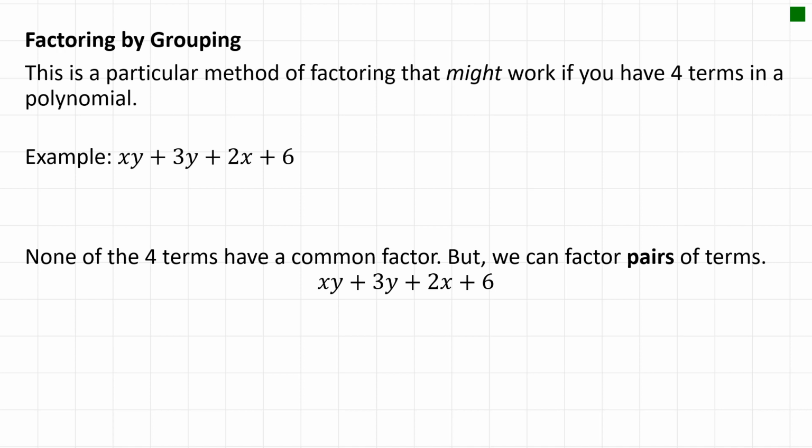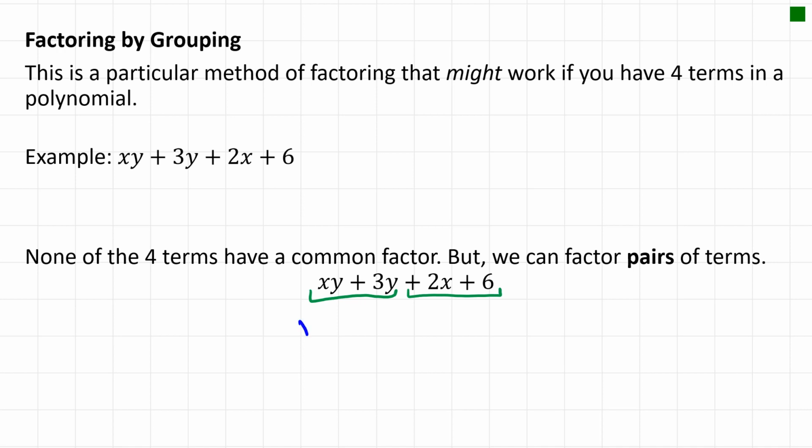And the answer is no. Each of those 4 terms does not have something in common. They don't have a common coefficient, and they don't have a common letter or variable. So there's nothing that we can do to factor off of every term. However, look at the pairs of terms, and we might realize that there is some factoring we can do in pairs. So this is called grouping, and now we're going to factor each group.